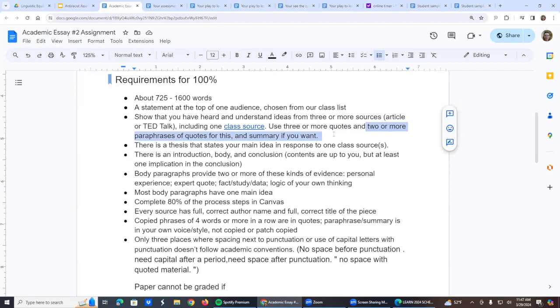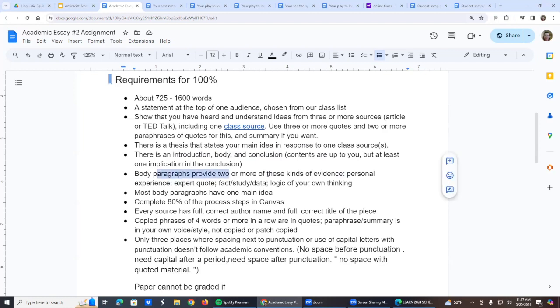So can I check quotes? Yes. Paraphrases? Yes. I'm really trying not to evaluate their product. So I give them lots of practice, but I try not to evaluate their product. There's a thesis that states your main idea in response to one class source. In my class, we actually say, I agree or I disagree, but I'm not going to evaluate their thesis. They just need to have one. There's an introduction, body, and conclusion. The contents are up to you, but I do want one implication in the conclusion. So what? Who cares? What should we do now?